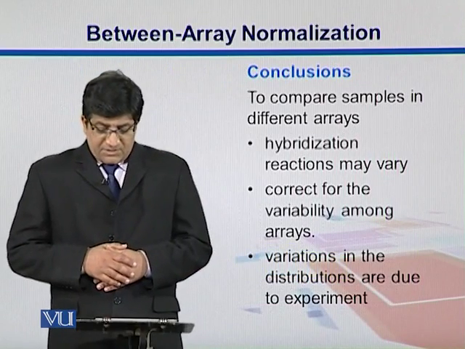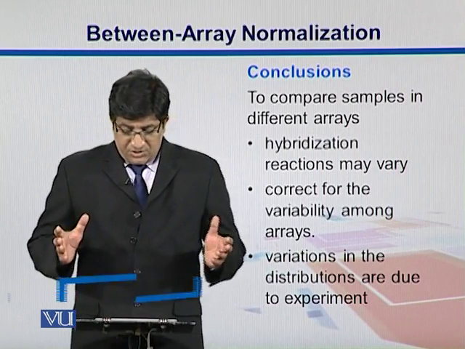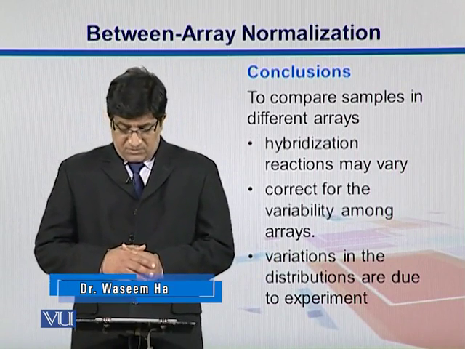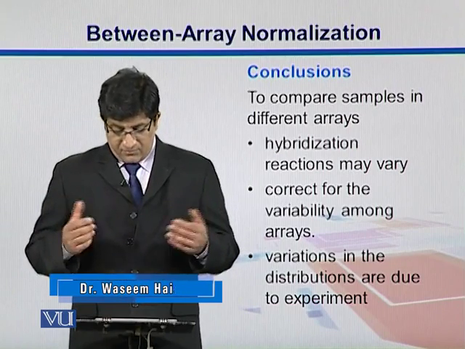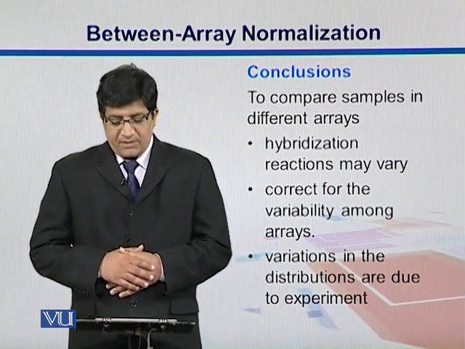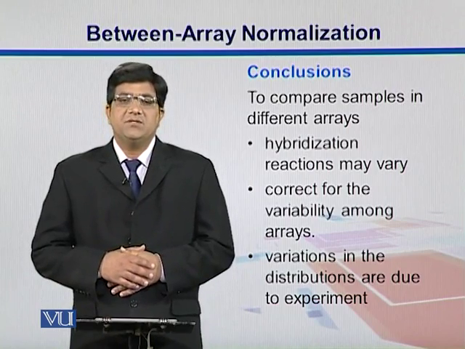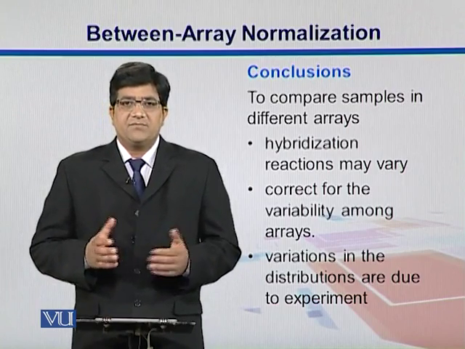So to compare samples in different arrays, we do these between-array normalizations. These hybridization reactions may vary. We correct for variability among arrays, and sometimes those variations may be present because of different experiments.